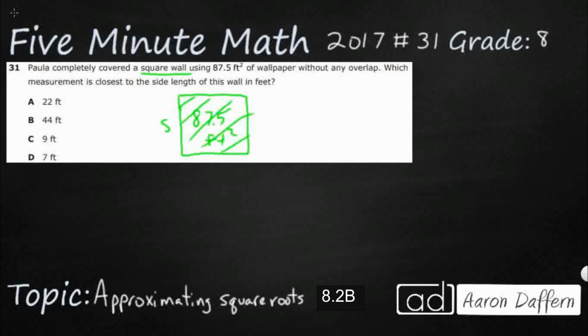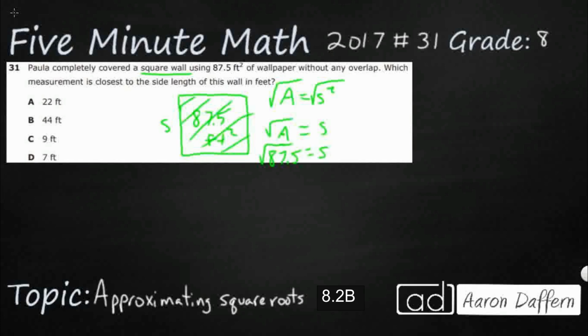And we know that the area equals the side length squared. So if we want to find just the side length itself, what we need to do is take the square root of both, right? Because the square root of a square is just the s itself. So this is just a fancy way of asking us to really try to find the square root of 87.5, right? So that's side length equals the square root of 87.5 because that's our area.